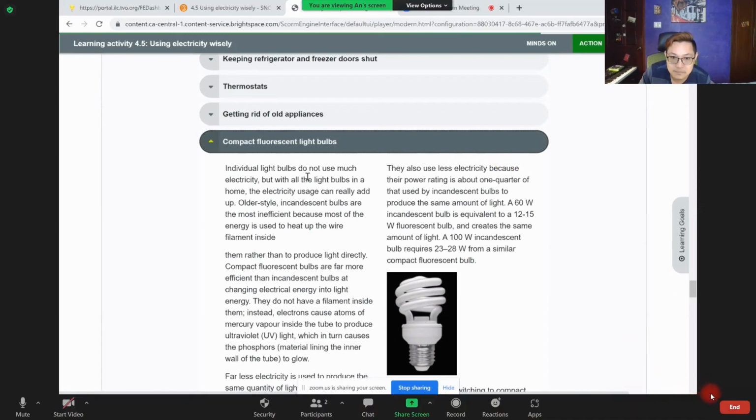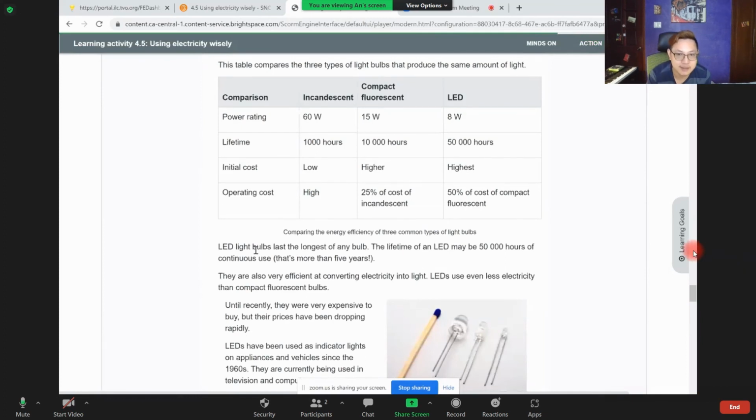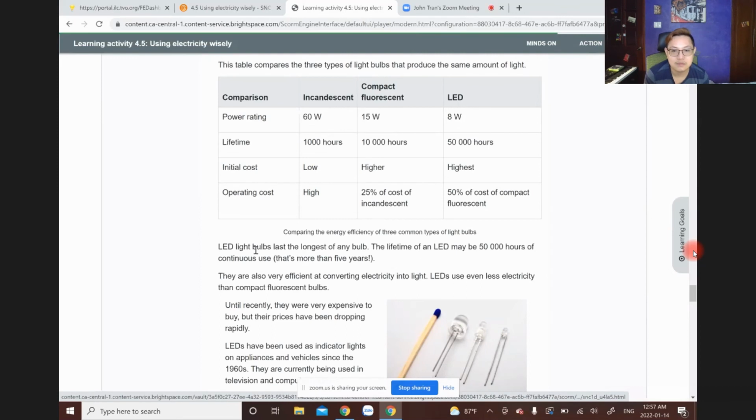Individual light bulbs do not use much. Okay, LED. We're talking LED now. LED, light emitting diodes. Basically, they are small little lights like that. Oh, so the same amount of light.